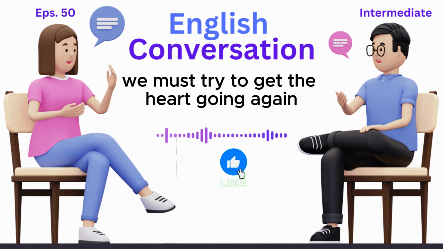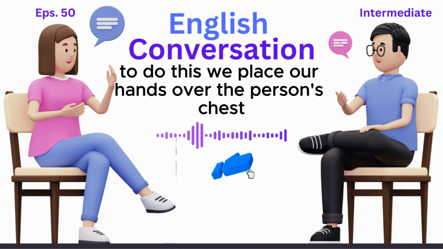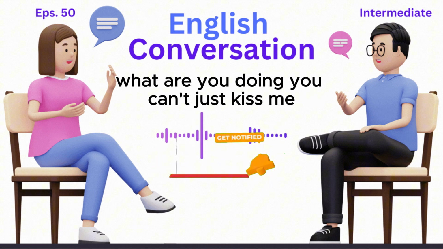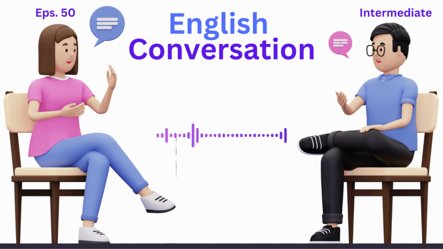Once this is done, we must try to get the heart going again. To do this, we place our hands over the person's chest and press down firmly 2 or 3 times. Wait, what are you doing? You can't just kiss me then go for second base.